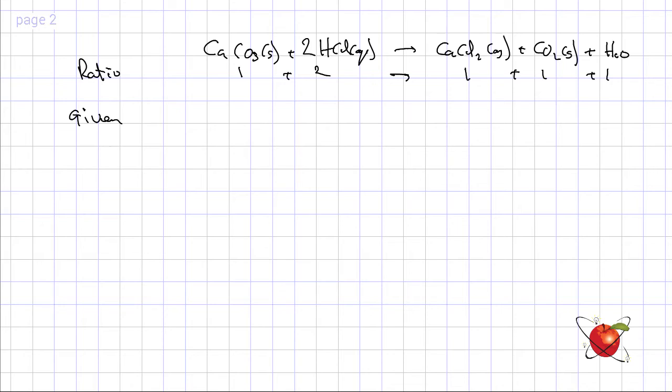Given, we say, 1.15 liters at STP. Hold on. Right, now this is where we stop and we say, hang on. Normally we used to be given grams, but we've been given a volume and the words STP. STP means straight away it's got something to do with 1 mole equals 22.4 decimeters cubed at STP.